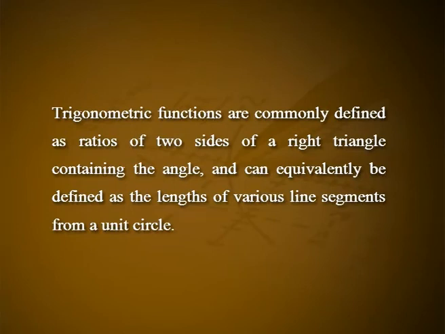Trigonometric functions are commonly defined as ratios of two sides of a right triangle containing the angle, and can equivalently be defined as the lengths of various line segments from a unit circle. More modern definitions express them as infinite series or as solutions of certain differential equations, allowing their extension to arbitrary positive and negative values and even to complex numbers.